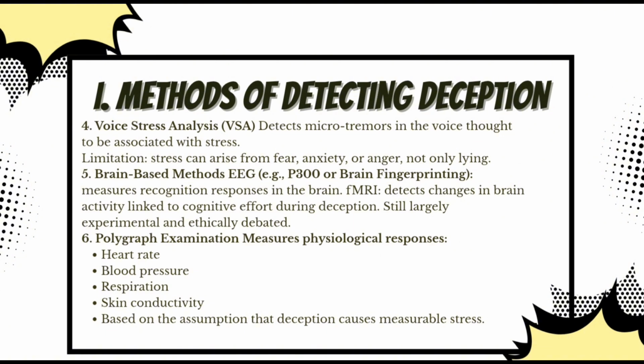Number five is brain-based methods, EEG or fMRI. These measure brain activity to see how a person responds when answering questions. Number six is the polygraph test. This measures physical reactions like heart rate, breathing, and sweating. For example, a sudden increase in heart rate may indicate stress when lying.